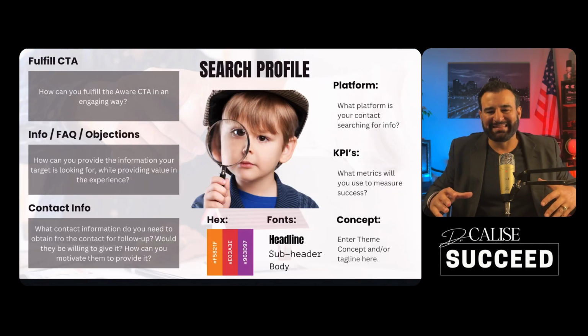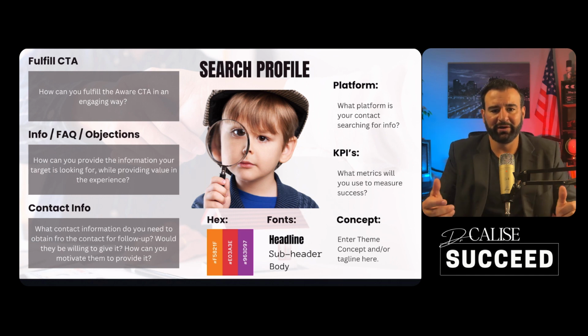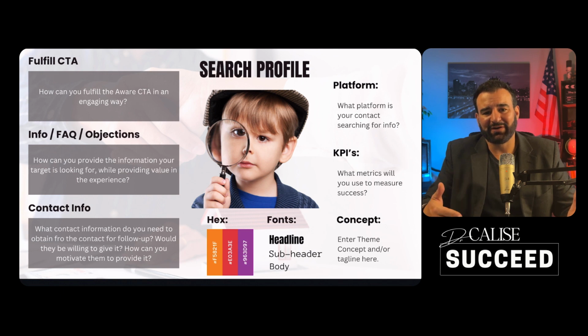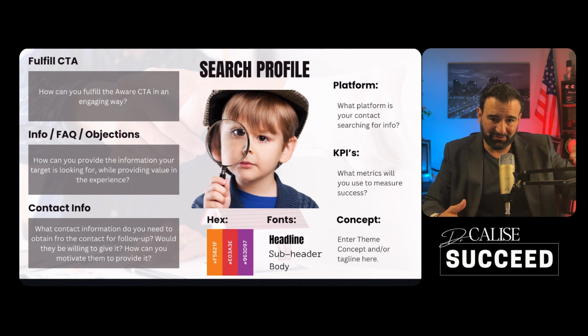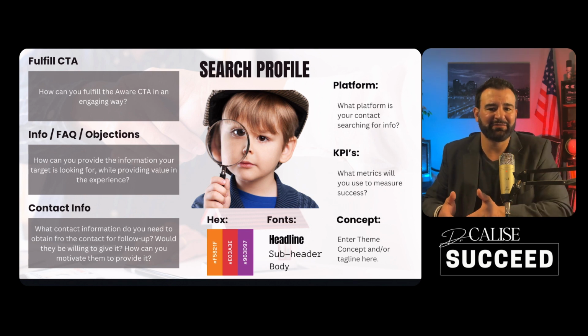So this is what we want, a search profile. Number 1, what is the CTA in the aware stage that we need to fulfill? How are we going to do that in an engaging format? Next, we need to identify what is the information that our target needs in order to make a purchase. What are their frequently asked questions? What objections do they have that will prevent them from making a purchase from me? List all of those down. Which ones are most important, and how can I address them in an effective manner?